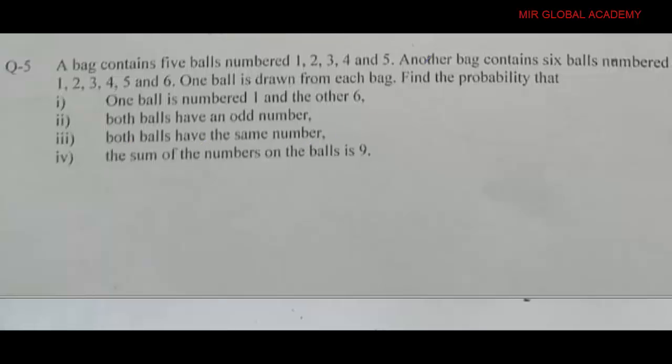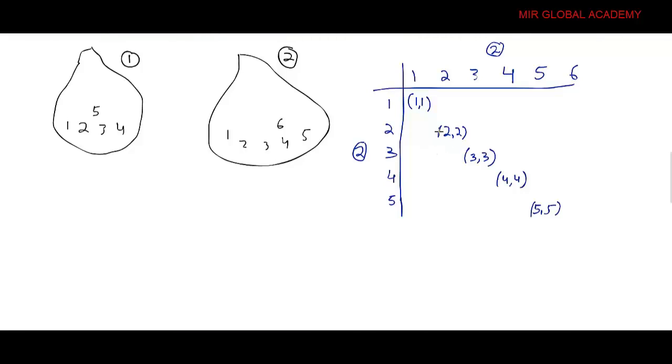Both balls have the same number. So we can do this question by drawing the possibility diagram. These are the ball numbers in the first bag and these are the ball numbers in the second bag. So these are the only outcomes in which both balls have the same number. The total is 6 times 5, which is 30. Out of 30 we have 5 outcomes in which both numbers are the same. So the probability is 5 over 30. After simplification it is 1 over 6.